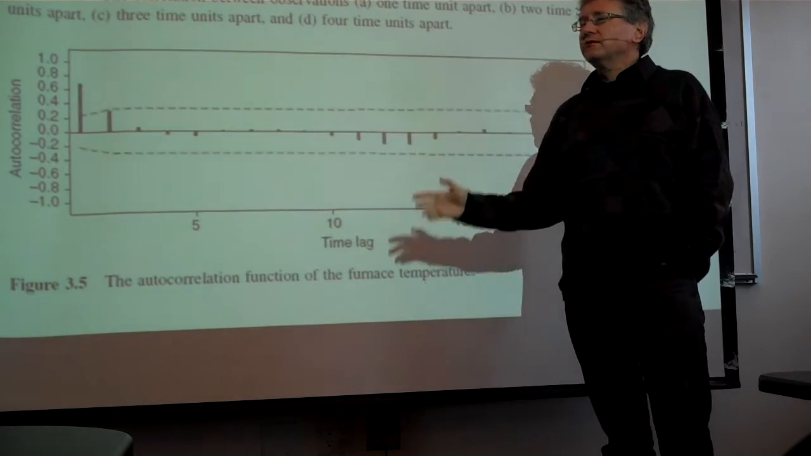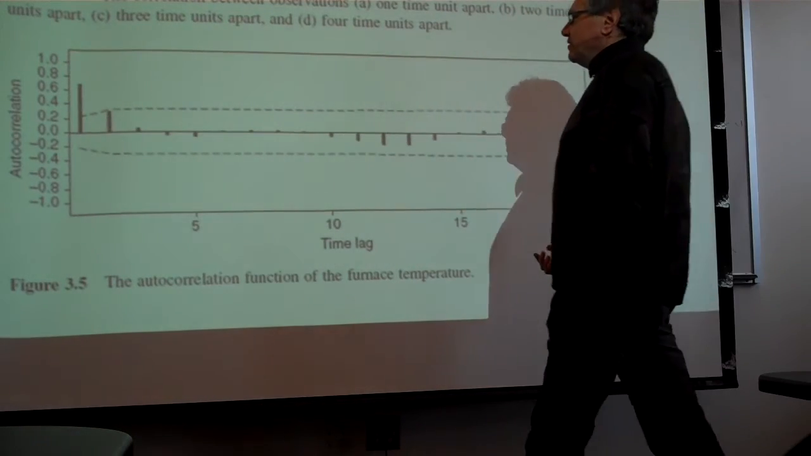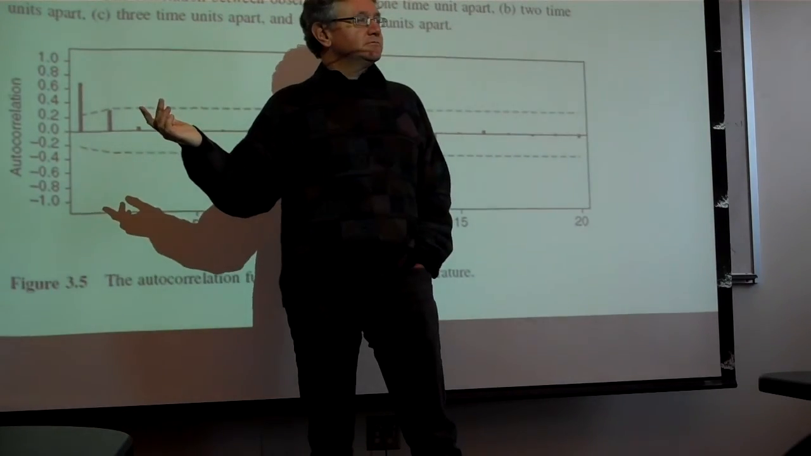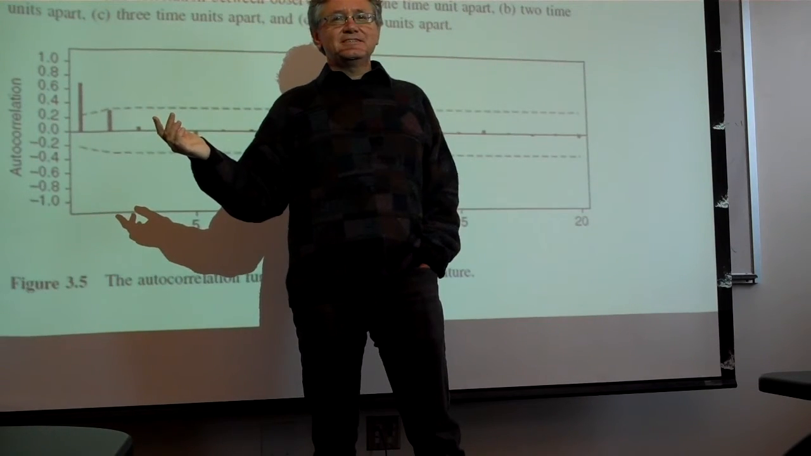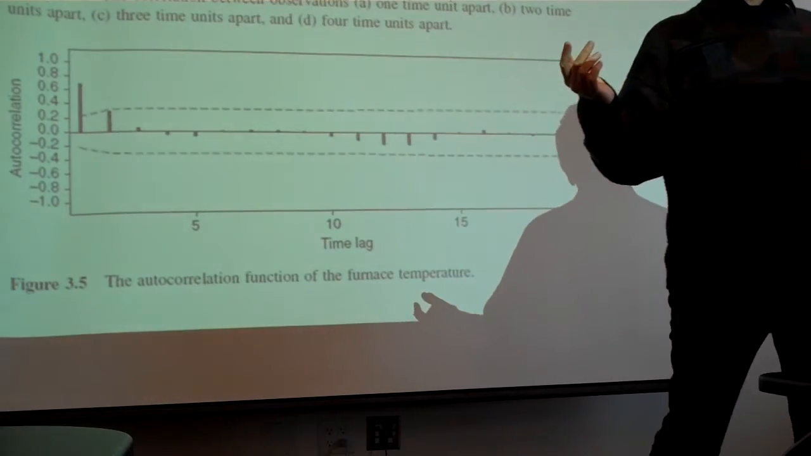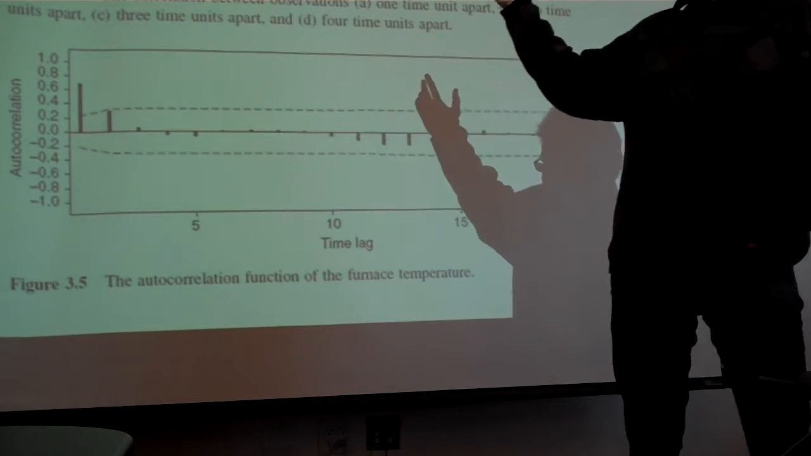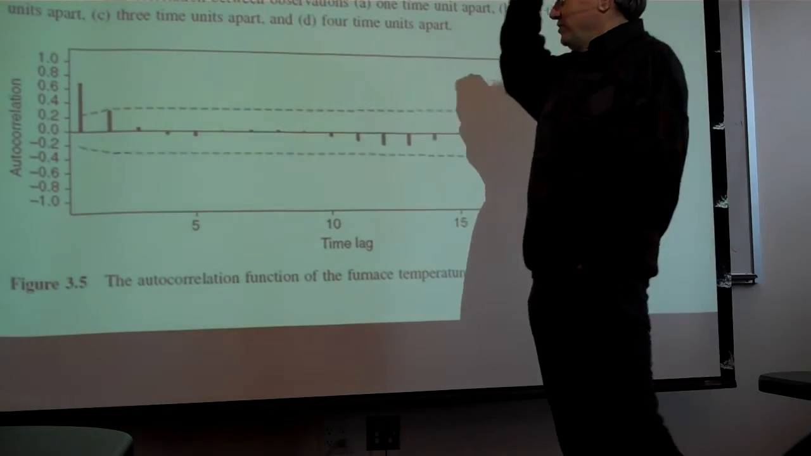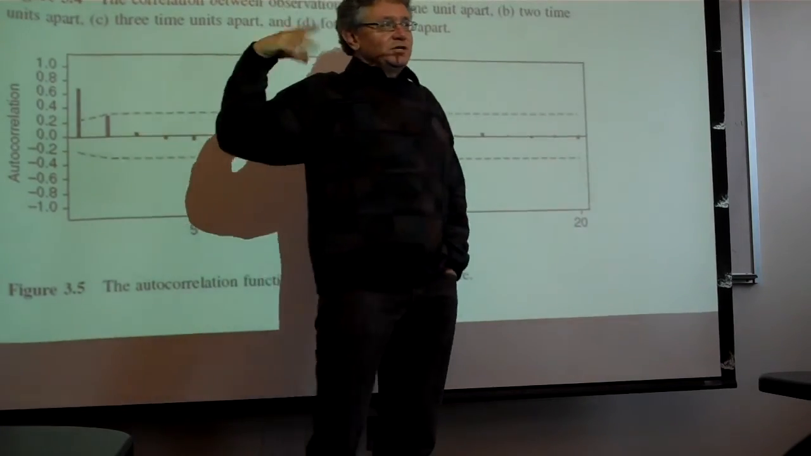Some software, including R, will also plot the autocorrelation at lag 0. What's the value of that? What's the autocorrelation at lag 0? It's going to be 1. Yes, the correlation of Z_t with itself. So when you look at this in R, there'll be another spike that goes up to 1.